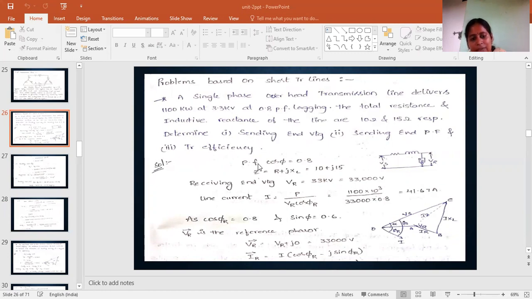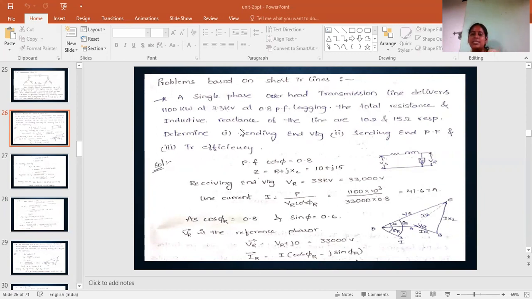Here, firstly, from the problem, we can write the given data, and draw the circuit diagram and phasor diagram also. For the short transmission line, in this problem it is mentioned as a single phase short transmission line, so the shunt capacitance is not necessary. From the given data, the resistance and inductance values are given.